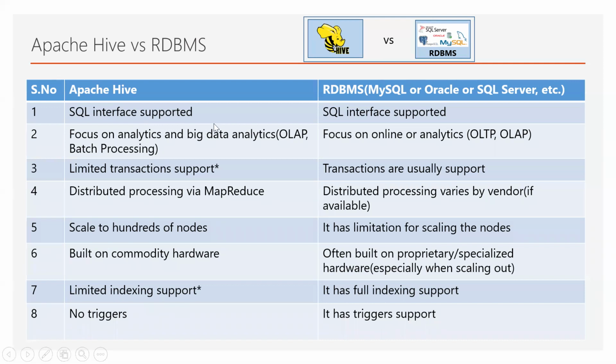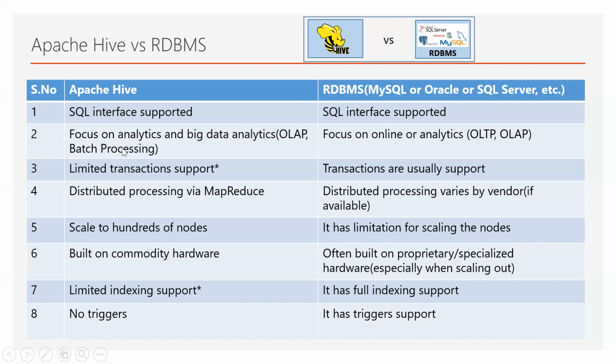Hive focuses on analytics and big data analytics, OLAP and batch processing. Hive is meant for OLAP, online analytical processing, so you can write complex queries and do complex joins. RDBMS are meant for real-time transaction processing, like systems for banking transactions and credit card transactions. RDBMS also provides OLAP; all your data warehousing databases are OLAP.